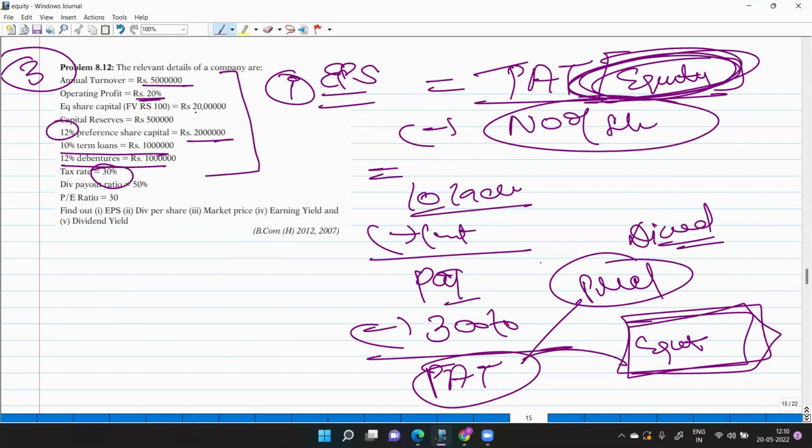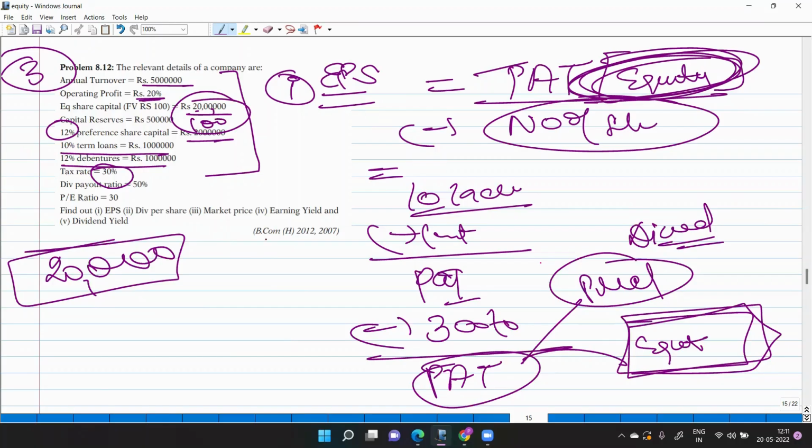Now how will we get the number of shareholders? This is 20 lakh divided by 100. I'm sorry, 20,000 is the number of shareholders that exist in this particular company. And hence we will be able to find out the EPS.